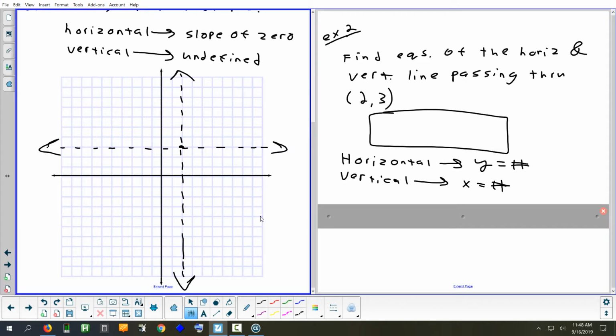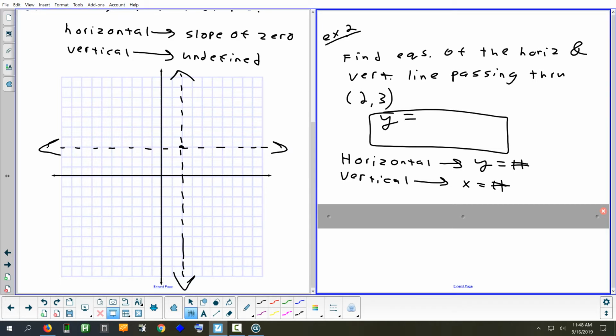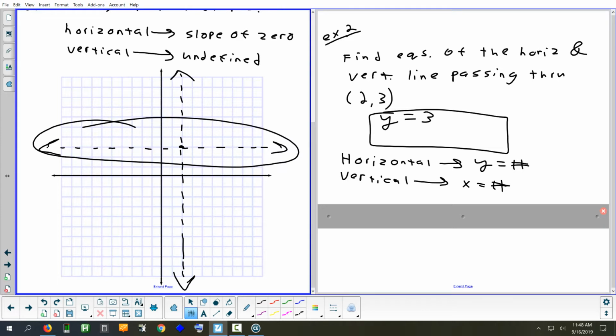So, anyone think they know the equation of the horizontal line that would go through the point 2, 3? Yeah. Y equals 3. It's just y equals 3. That's the equation of this line right here. It's a horizontal line at 3. And how about the equation of the vertical line that goes through the same point? Yeah. X equals 2.